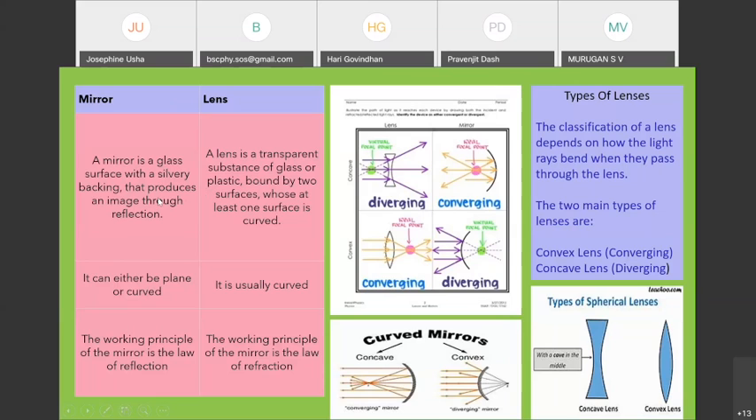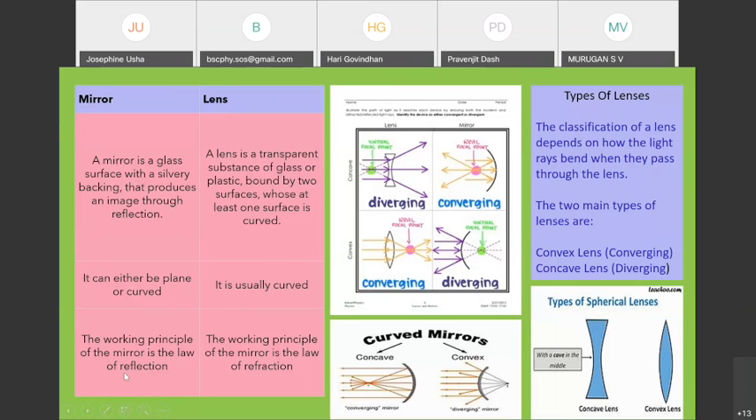But here it produces an image through only reflection, whereas a lens is a transparent substance of glass bound by two surfaces, of which at least one surface should be curved. So one surface will definitely be curved in the case of a lens. A mirror can be a plain mirror or a curved mirror, a spherical mirror, right? But a lens is usually always curved.